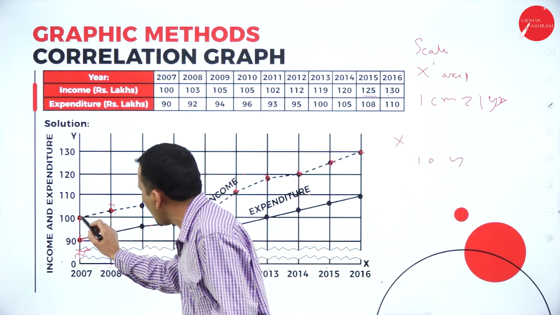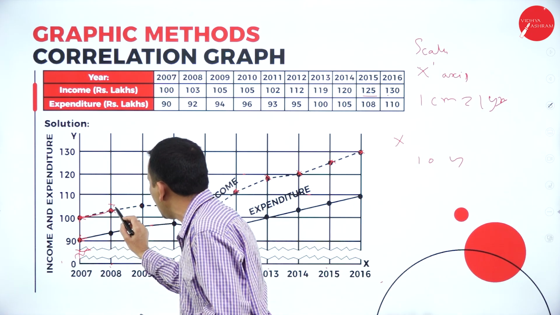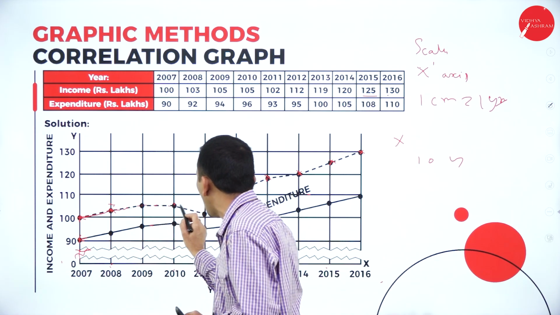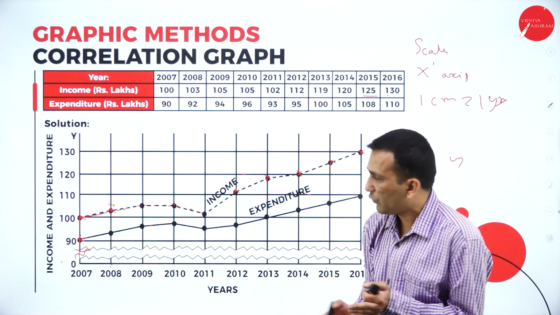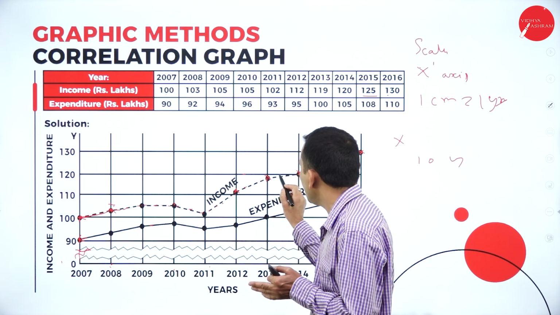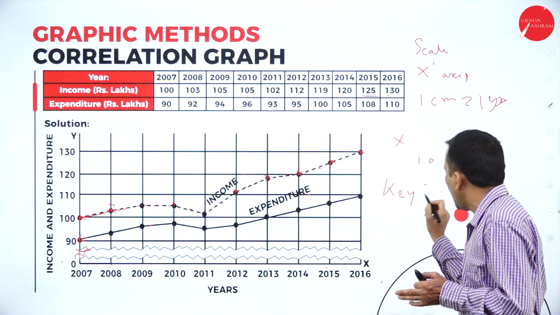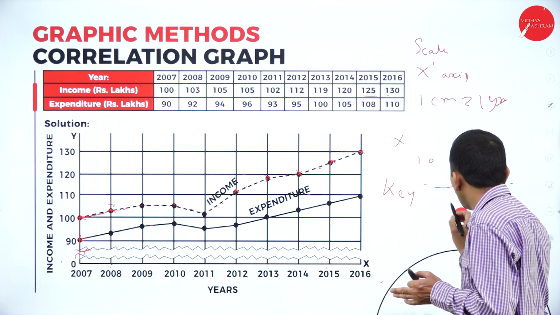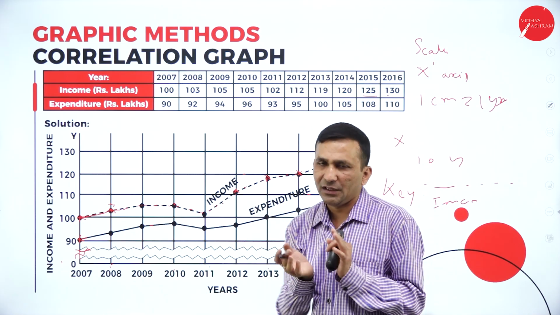Now I extend the dotted line through the income points. I am using the dotted line because if I use the dark line for both, you will get confused. That is why I have used the dotted line for income. If you want, you can write a key saying the dotted line is your income, or you can specify it within the graph.